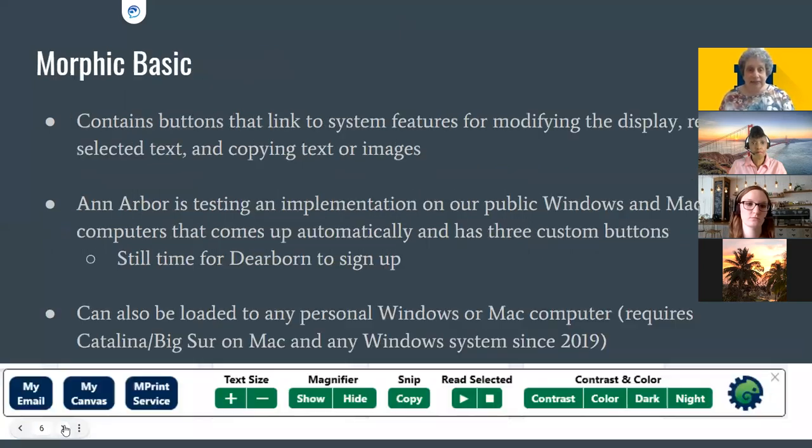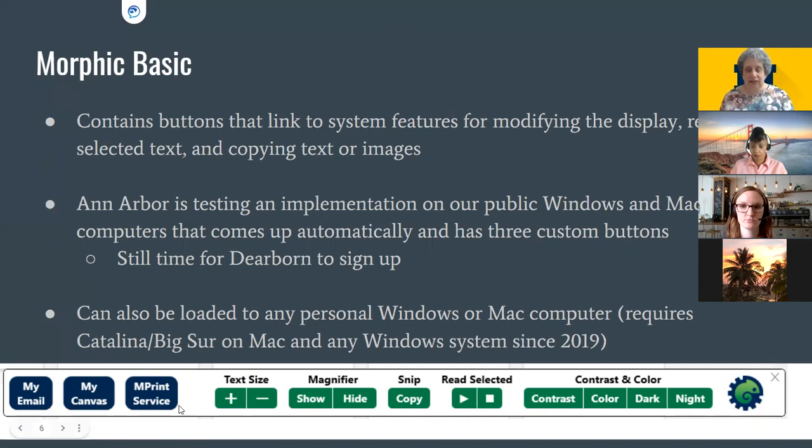So next slide, please. I'm going to start by talking about the Morphic Basic toolbar. The Basic toolbar contains buttons that link to system features. At the moment, these features modify the display, read selected text, and can be used to copy text or images. Ann Arbor is testing the Morphic Basic toolbar on our public Windows and Macintosh computers. The toolbar comes up automatically.